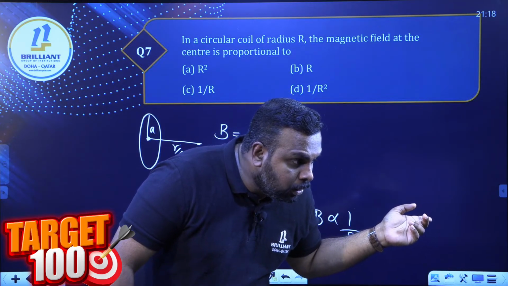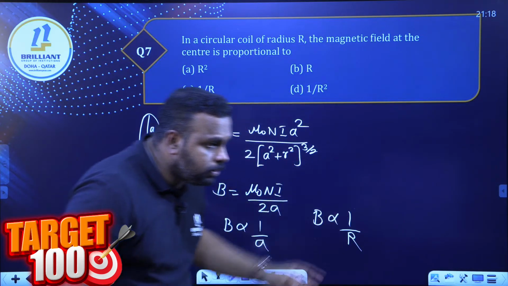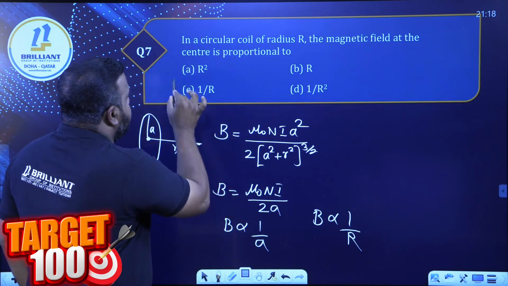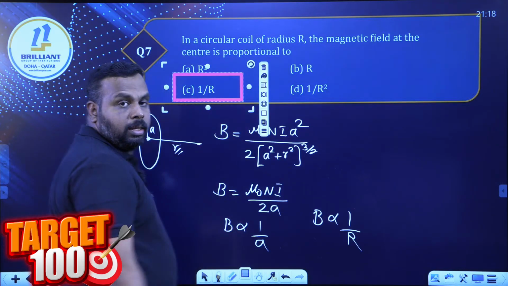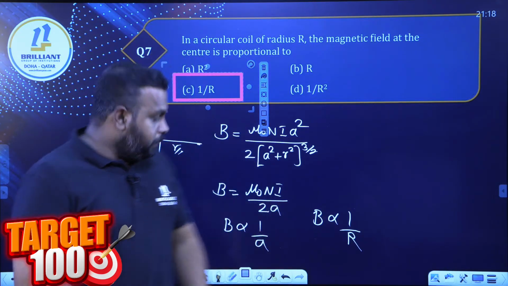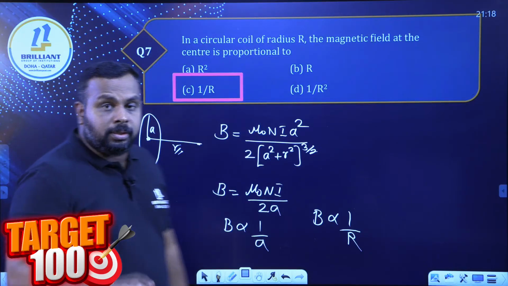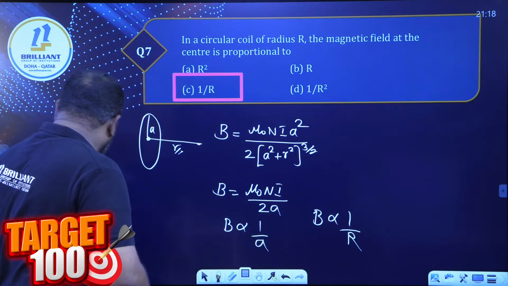Yes, very good. Hafiz, Nitin, Albert. Very good. The right answer is option C. Clear? Right. So I am going to the next question. Till this, everything clear, I think.